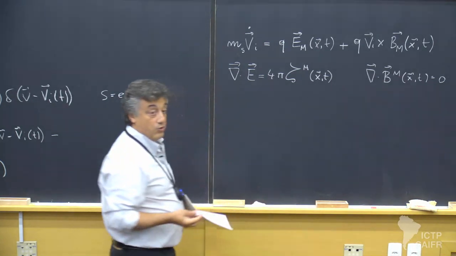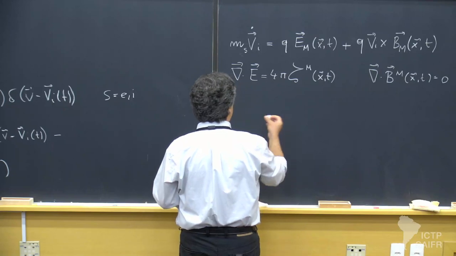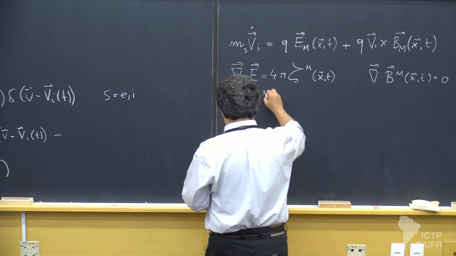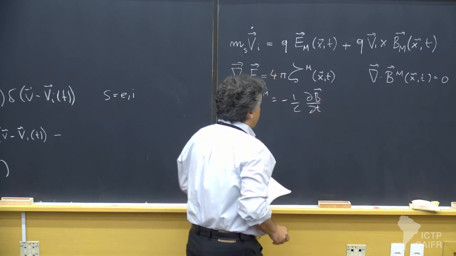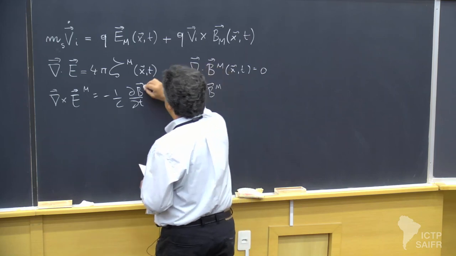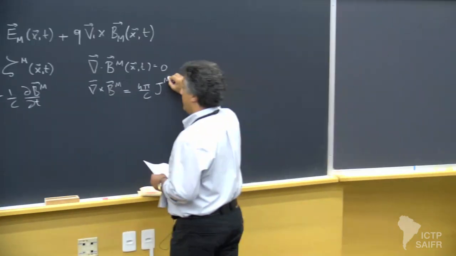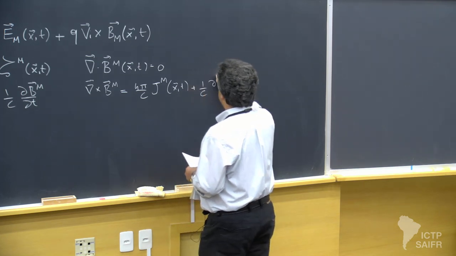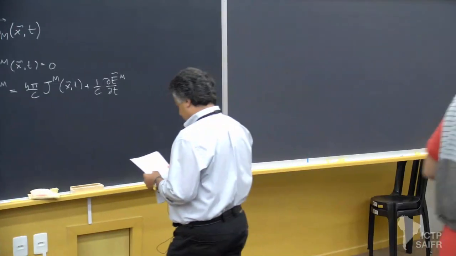But then I have source terms, right? So who is actually producing the electric field and magnetic field? Well, I know that the curl of the electric field is minus 1 over c dB/dt. And the curl of B_m is 4 pi over c J_m of x and t plus 1 over c dE/dt. Okay?